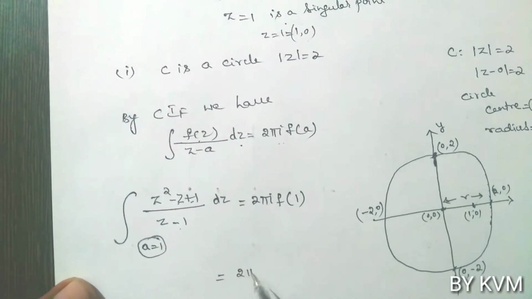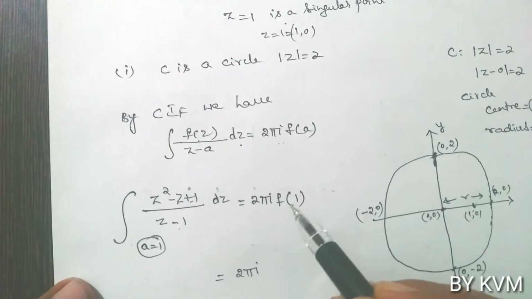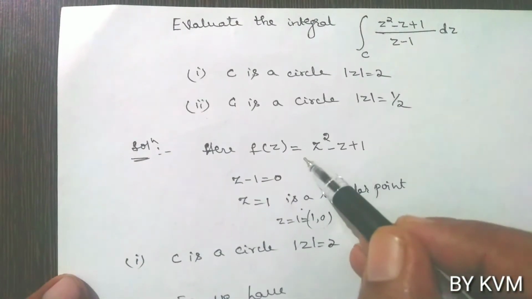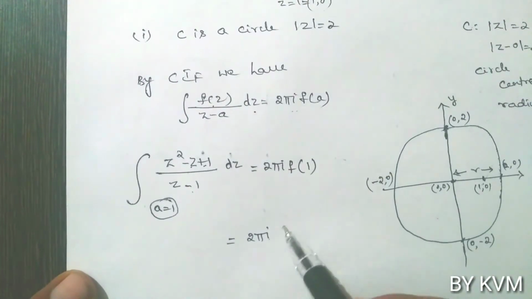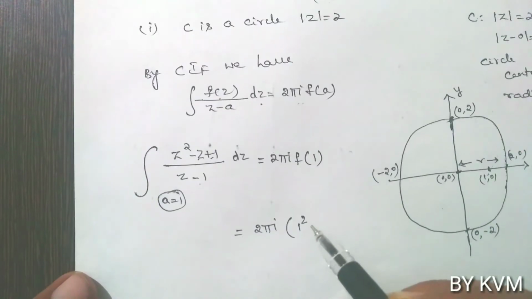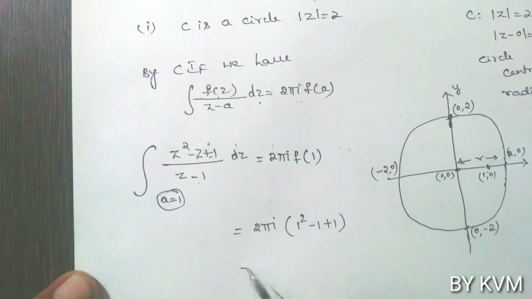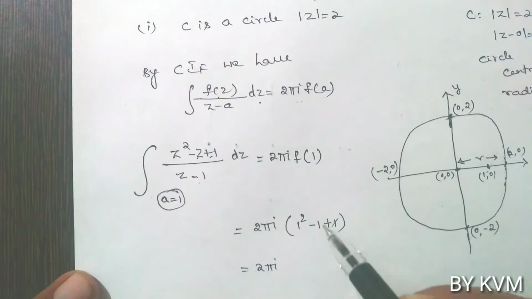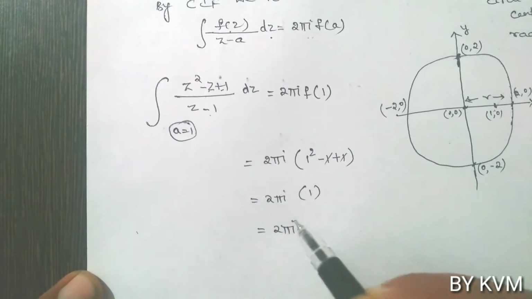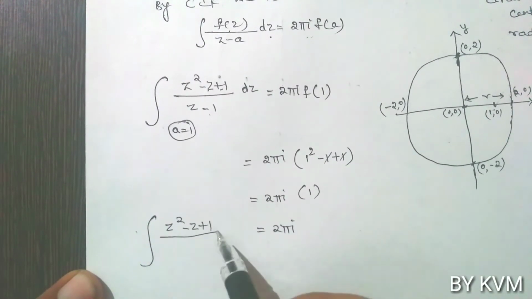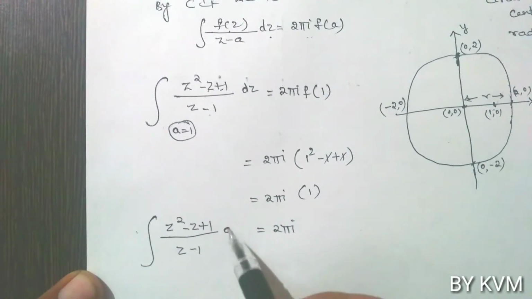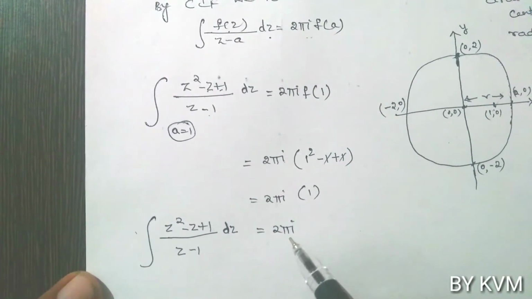So this is equal to 2 pi i into what is f of z. So f of z is z square minus z plus 1. So f of 1 is 1 square minus 1 plus 1. So 2 pi i, plus 1 minus 1 gets cancelled, into 1. So this is equal to 2 pi i. So the integral of z square minus z plus 1 by z minus 1 dz equals 2 pi i.